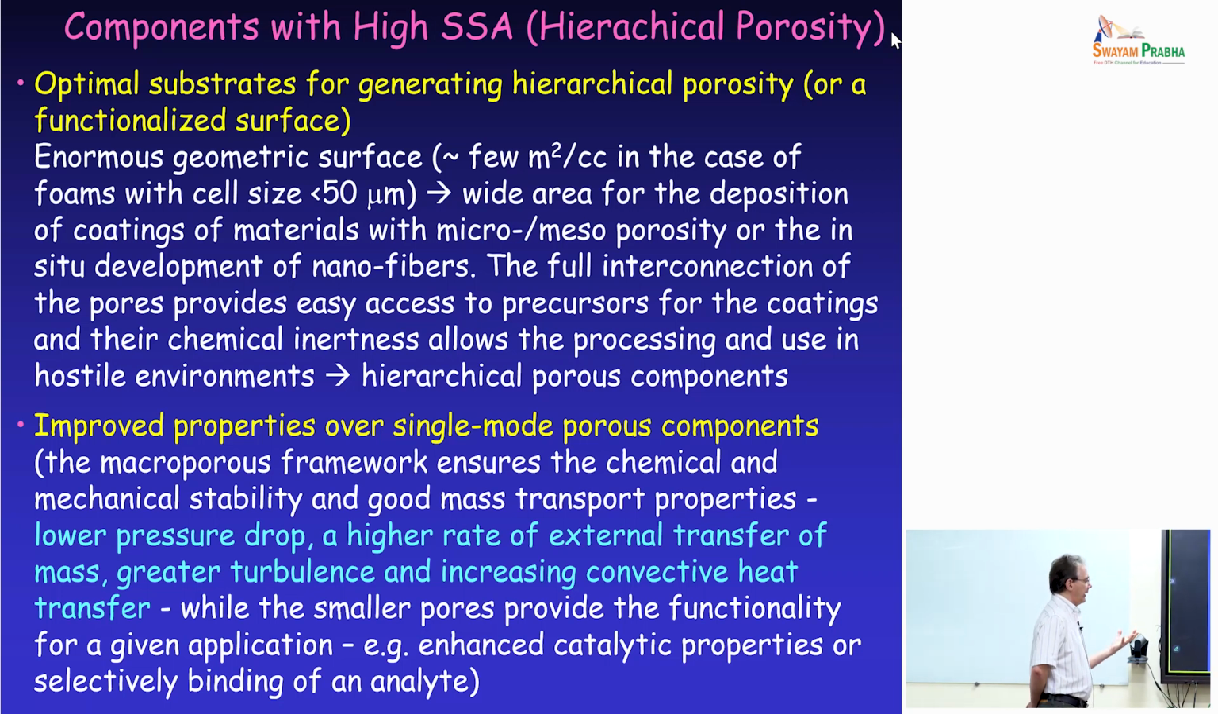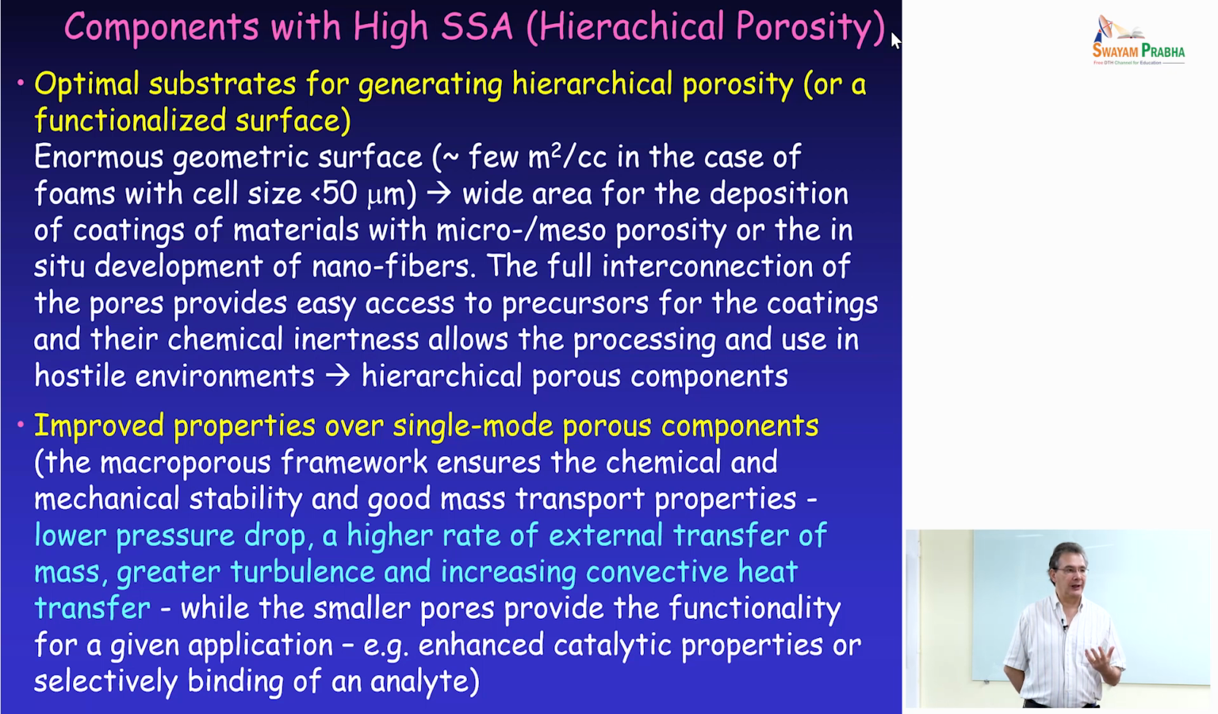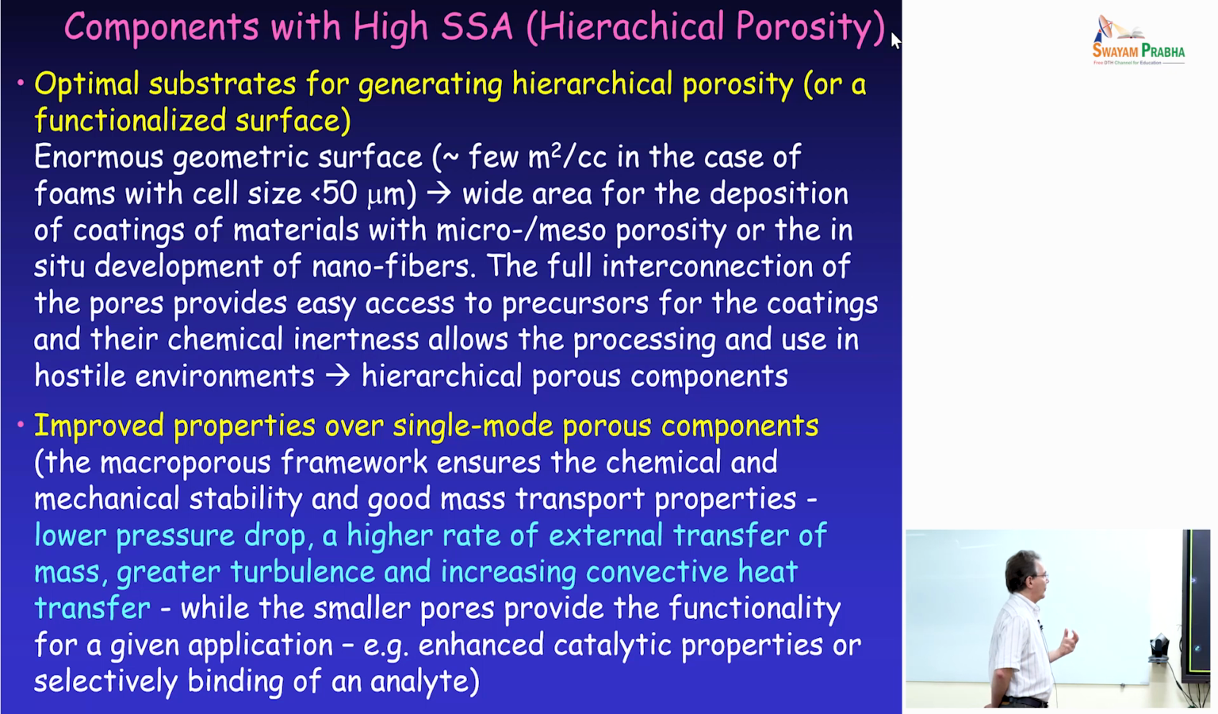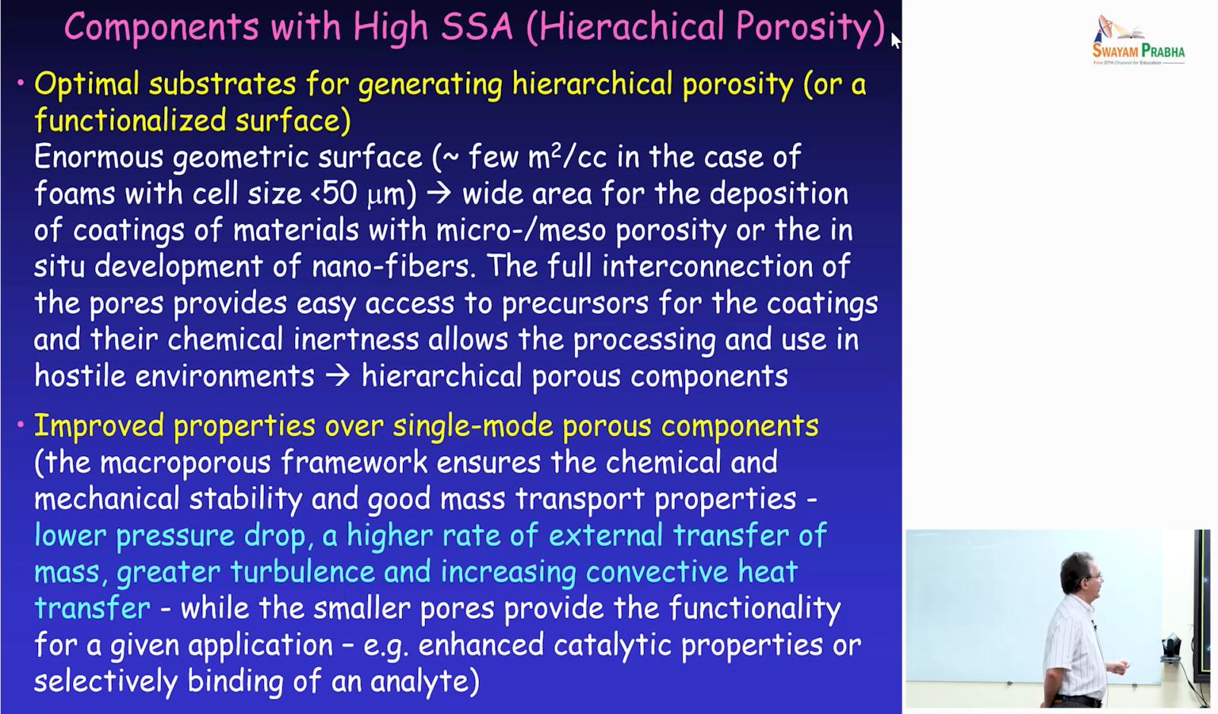And a foam or highly porous ceramic, of course, has a lot of geometric surface area. And this is one of the reasons why people are interested in making these components. But the cell walls are dense, and this leads to a low value for the specific surface area. In order to have high square meters per cubic centimeter in your material, you need to have mesopores and especially micropores, defined as pores with size below 2 nanometers. And cellular ceramics are optimal substrates for generating hierarchical porosity because they have a large geometric surface.